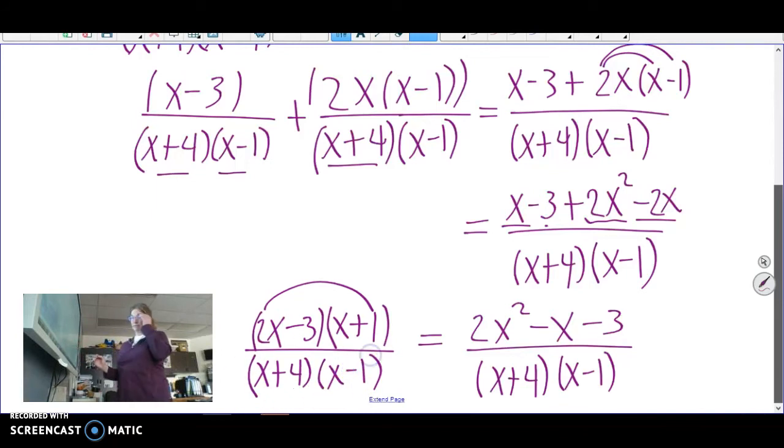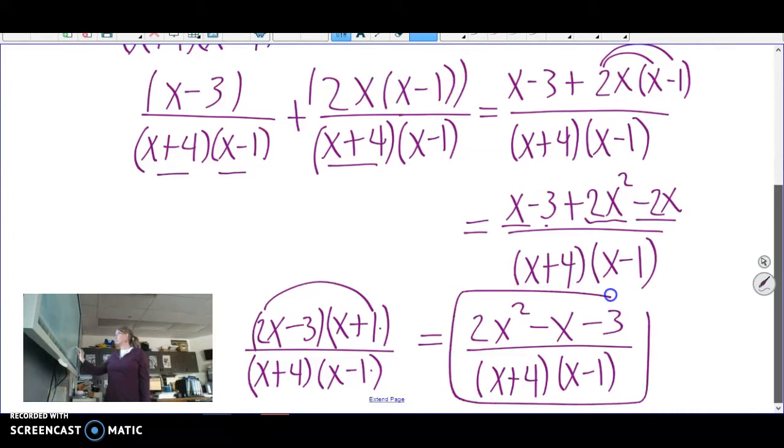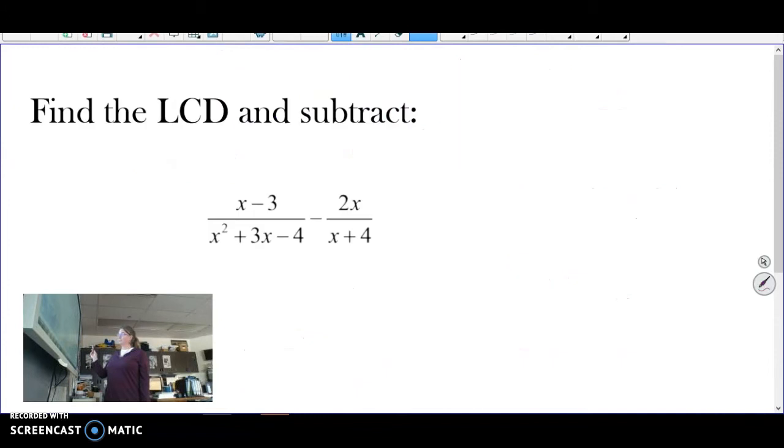In order to simplify this completely, we need to look and see if there are any common factors in the numerator with common factors in the denominator that we could simplify. But there aren't any matching factors. I have an x plus 1 here and an x minus 1. Those are not the same, so we can't do anything with it. That would be the simplified version, or you can leave it like this because it wasn't going to simplify anymore.